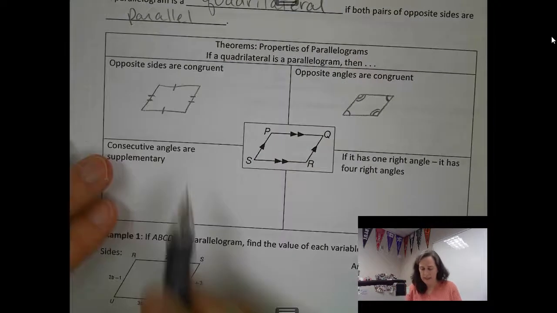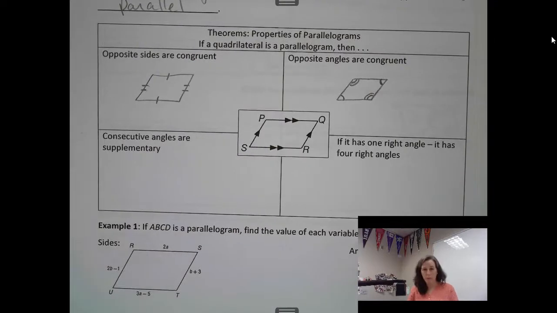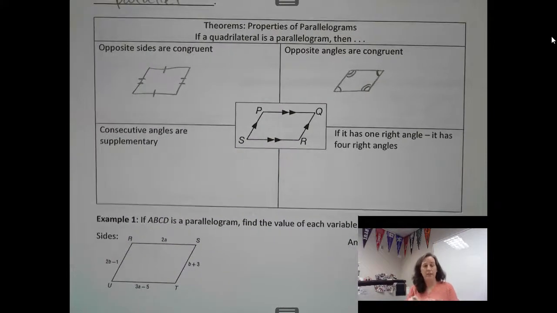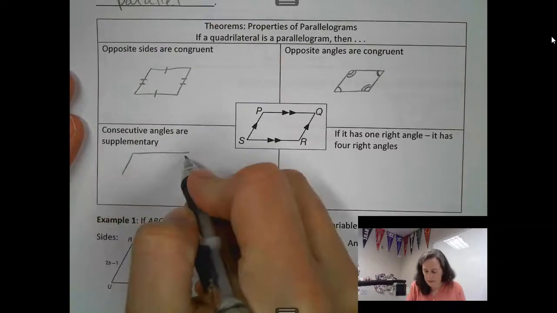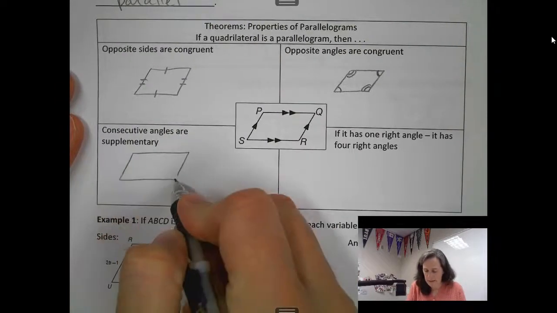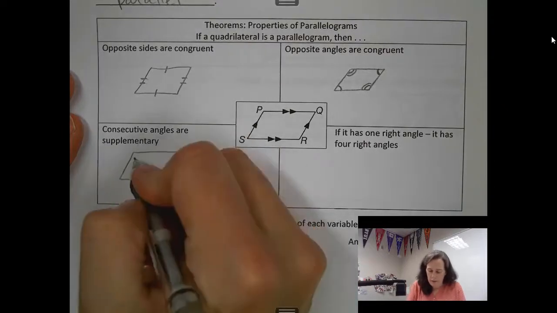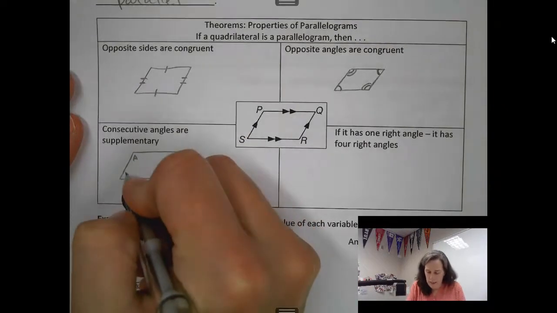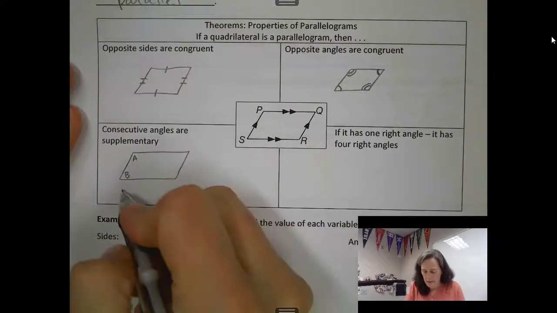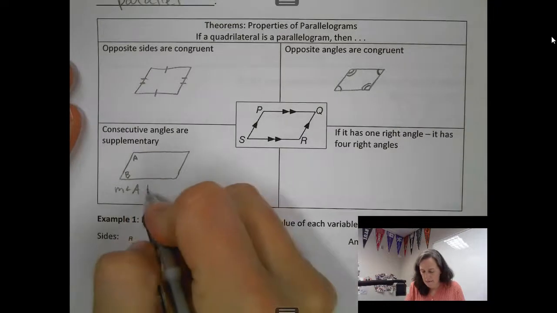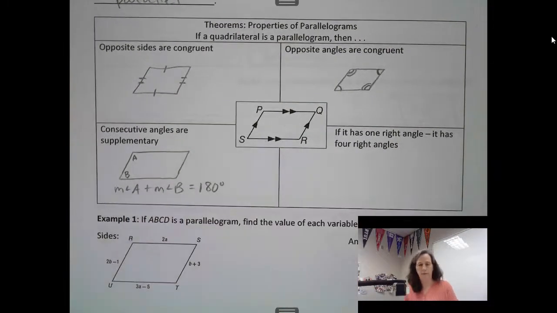Okay. This one says consecutive angles are supplementary. So do you remember supplementary? Their sum is 180. So let's draw a parallelogram. And consecutive means they're right next to each other. So if I've got an A and a B, those 2 angles are right next to each other, then the measure of angle A plus the measure of angle B is 180 degrees.